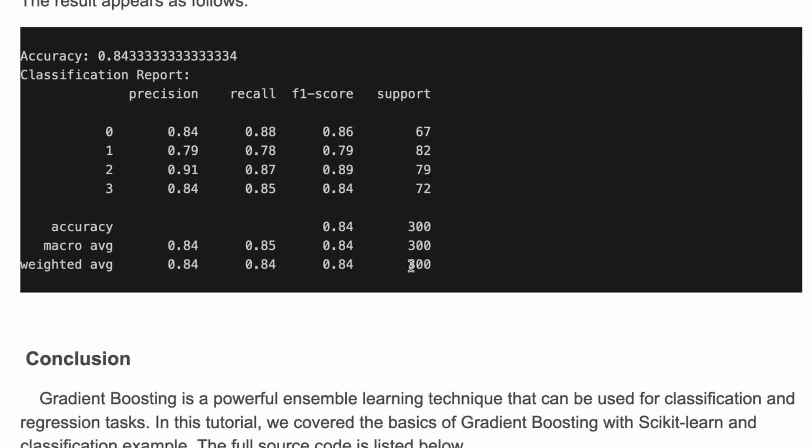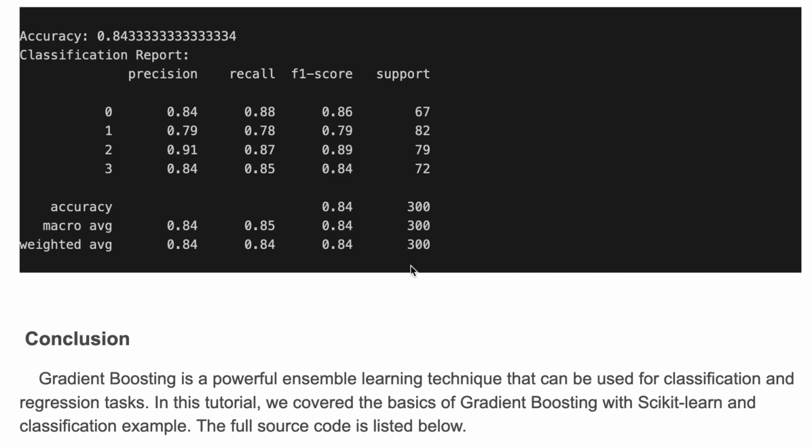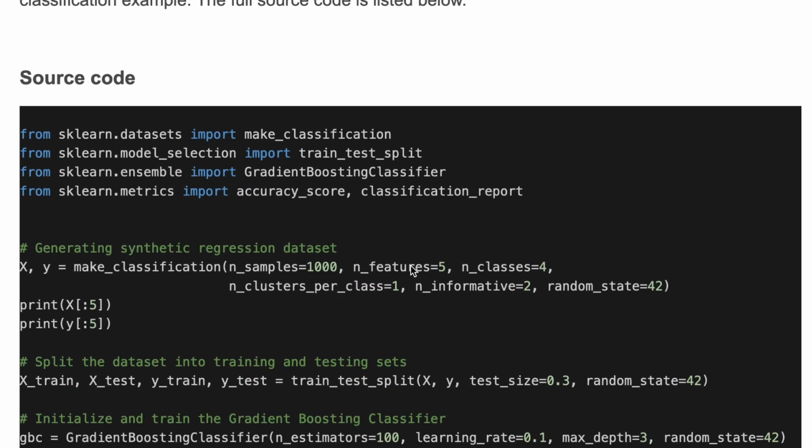That's it for this tutorial. In this tutorial, we briefly learned about gradient boosting and how to implement classification using this method with the Scikit-learn library. Gradient boosting is a powerful ensemble learning technique that can be used for classification and regression tasks. The full source code is listed here.